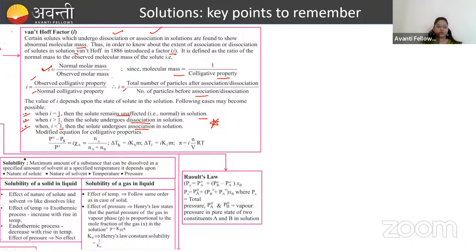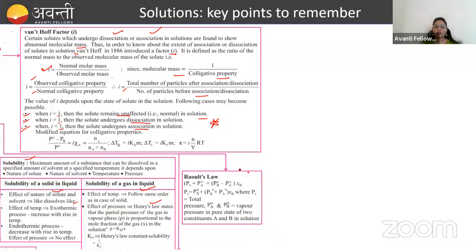Next, let's talk about solubility. Solubility is the maximum amount of substance that can be dissolved in a specified amount. There is solubility of solid in liquid and solubility of gas in liquid. Henry's law we use when a gas is dissolved in a liquid, unlike solids dissolved in liquid.